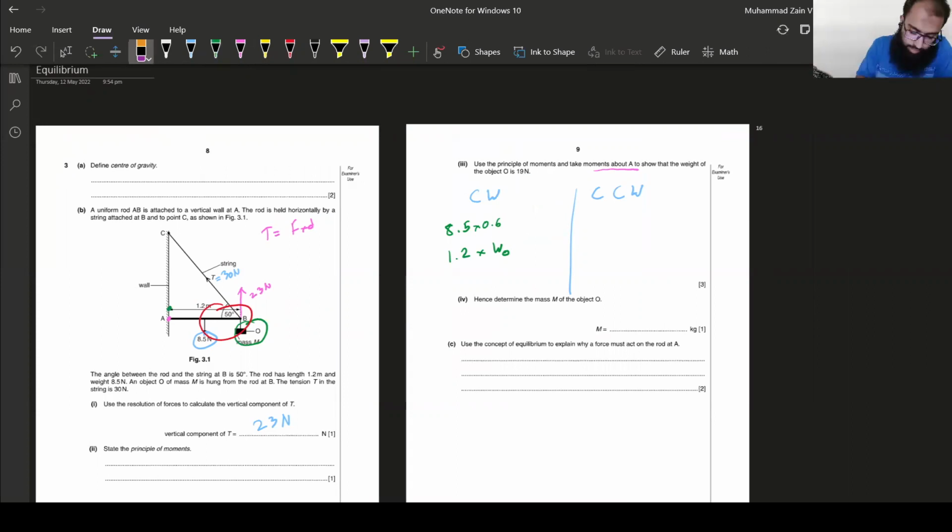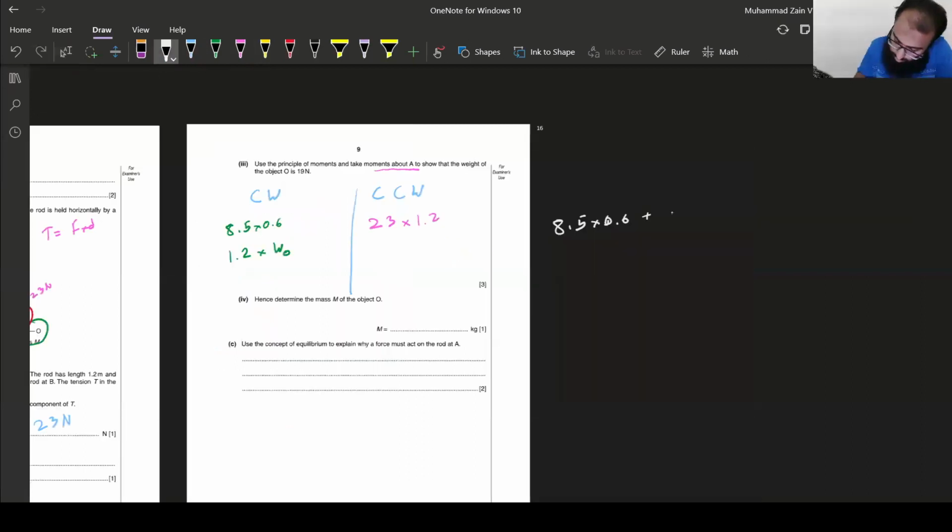And now it's 23 newtons times the distance. The distance is 1.2 and this is a counterclockwise moment. So we equate all these things and it becomes 8.5 times 0.6 plus 1.2 W naught equals 23 times 1.2. Obviously, if we rearrange all this and solve, we'll get W naught, and I could substitute W naught with mass of object times 9.81.